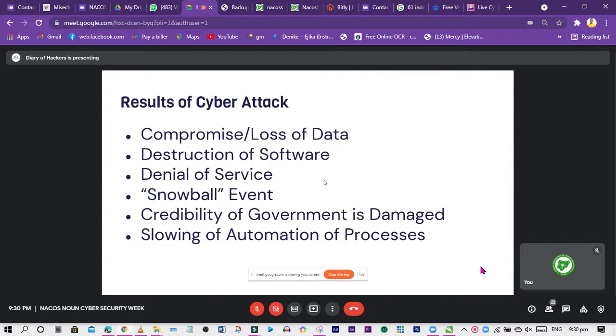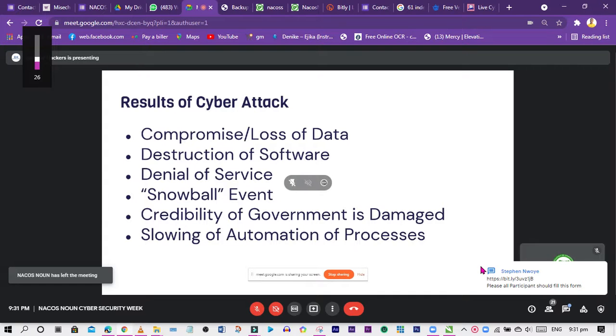It's mostly the damage that the organization will have after the cyber attack has happened, right?